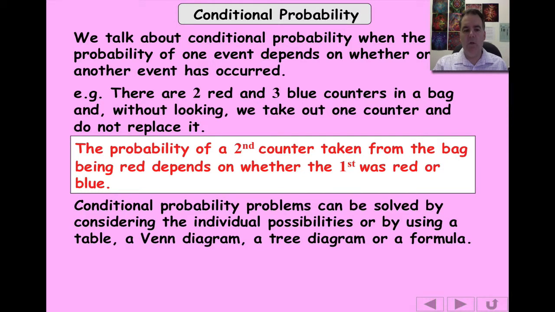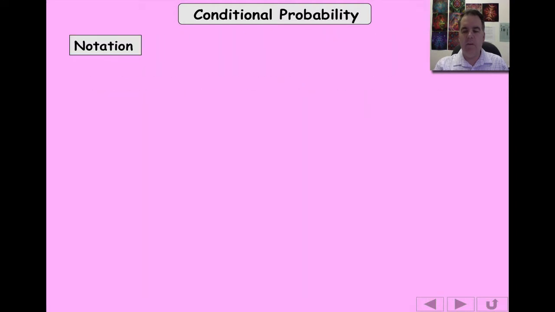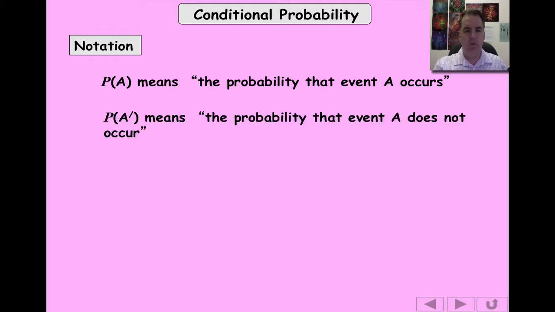So we're going to look at tables, Venn diagrams, and a tree diagram. I'm going to do 3 examples here. Firstly, the table example. You'll see that we've already done this kind of thing before, so I'm just going to formalize it a little bit with the formula.